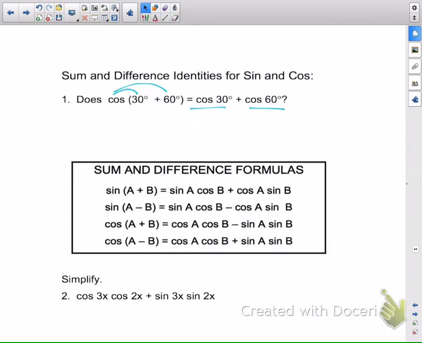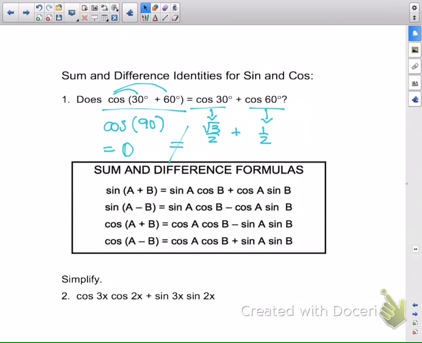Because if I look at the left-hand side, order of operations would say I would do what first? Add those first, which would give me cosine of what? 90 degrees. From our unit circle, we know the cosine at 90 is 0. Not 1, excuse me. On the other side, if I had distributed, we know the cosine of 30 degrees is root 3 over 2. We know the cosine at 60 degrees is 1/2. If I add those together, is that going to give me 0? No. So, in this case, they're not going to be equal.